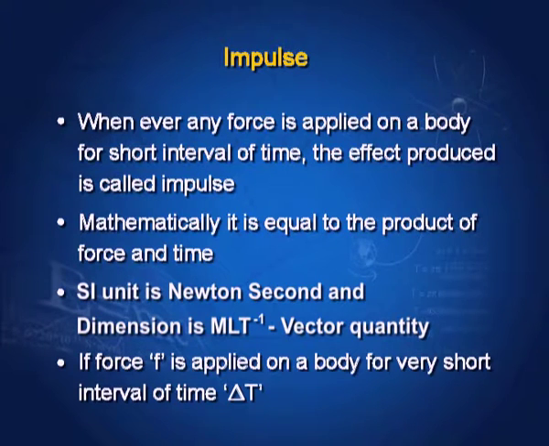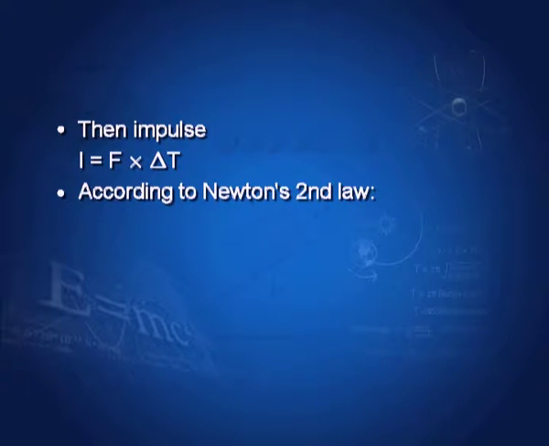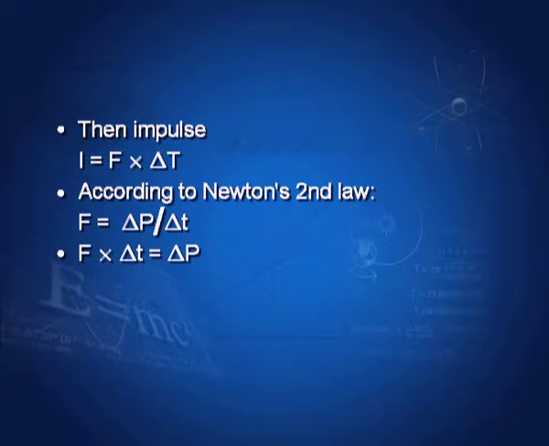If force F is applied on a body for a very short interval of time delta t, then impulse I equals force into delta t. According to Newton's second law, F equals delta p upon delta t. So, F into delta t equals delta p. So, impulse I equals delta p.